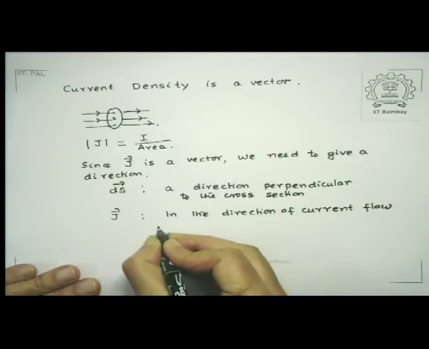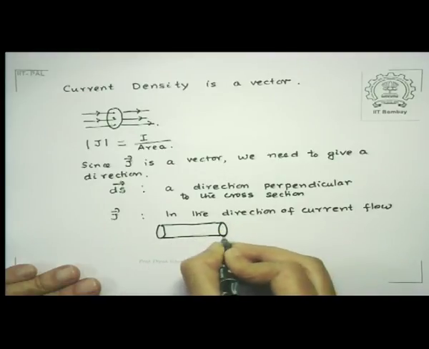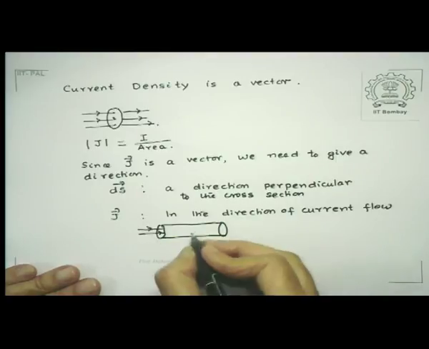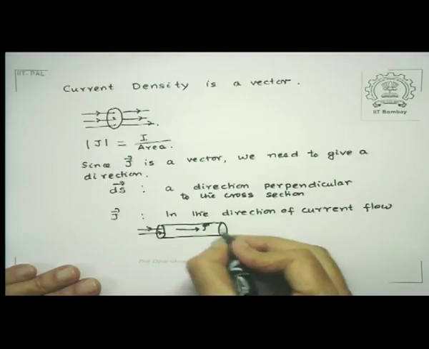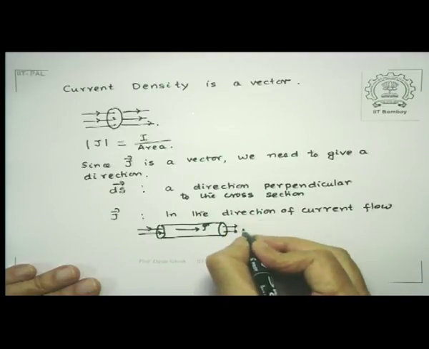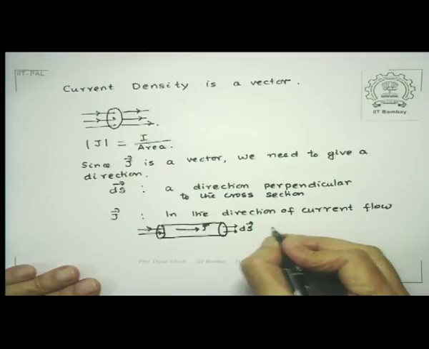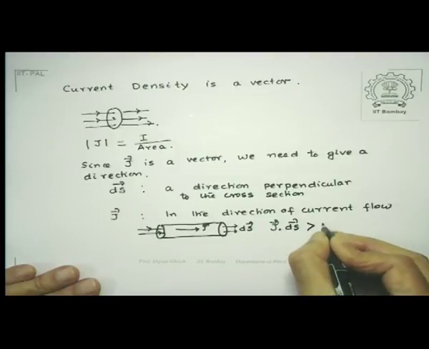So what does it mean? Supposing I have a wire with this cross section and I have current entering like this. So the positive charges are flowing in this direction. So that is my direction of J. And when the current comes out, it is this surface from where they come out, and so therefore it is the outward normal to this surface. So this is your direction of ds. This implies that J dot ds is positive for positive current.